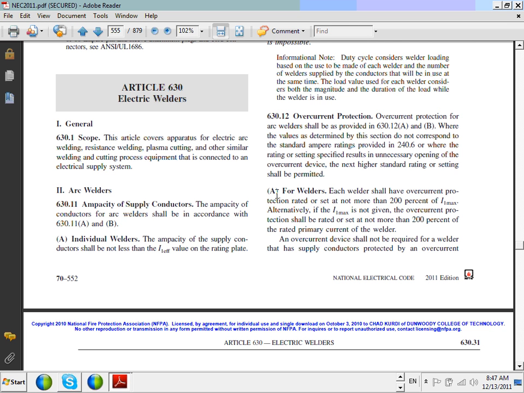as you can see on the sheet that you have, number one. And number two, we're going to take a branch circuit. So could you please go to Article 630?